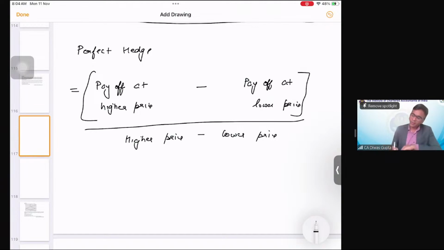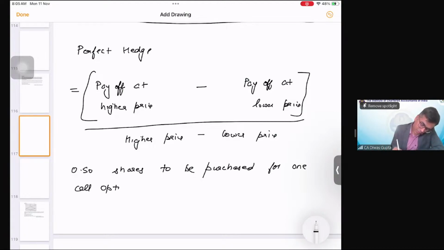Okay. So in a nutshell, it will say 0.50 shares to be purchased for one call option to be written. So if I'm selling one call option, against that one call option, 0.5 shares need to be in place.